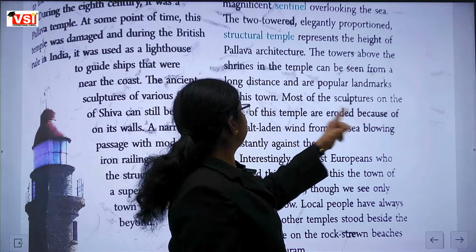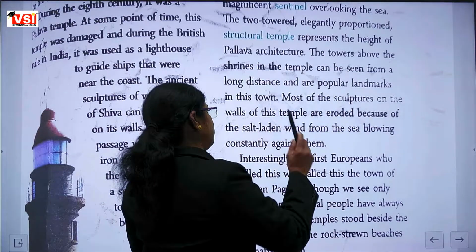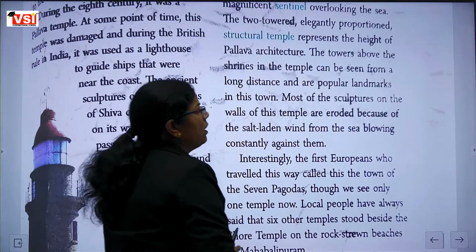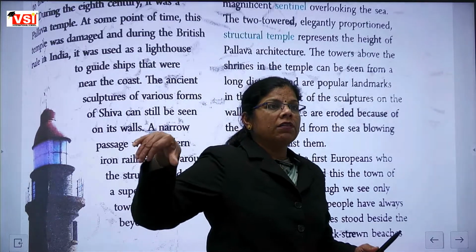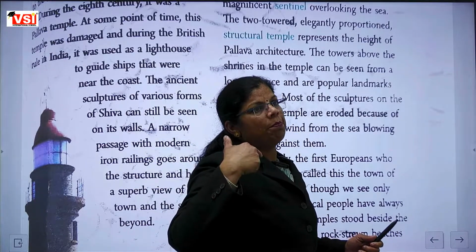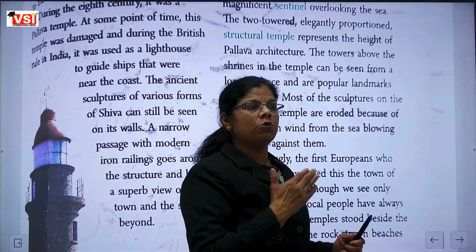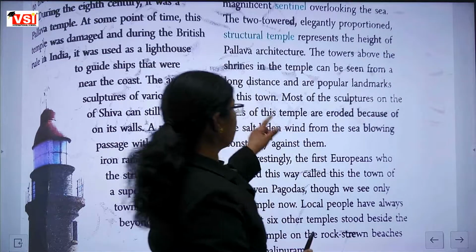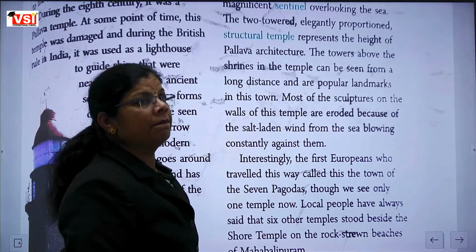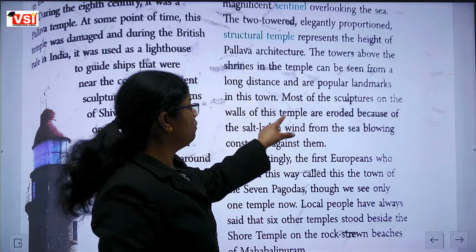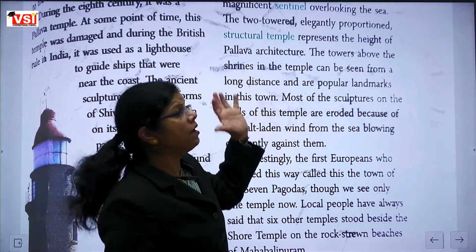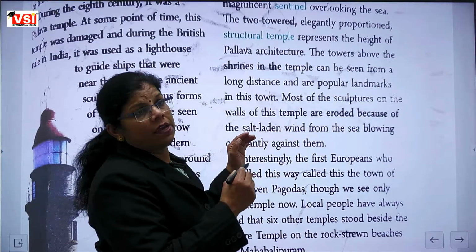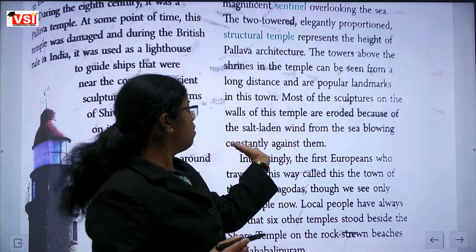Most of the sculptures on the walls of this temple are eroded because of salt-laden wind from the sea. इरोजन क्या होता है? What is erosion? जब हवा बहुत तेज चलती है या फिर जब बारिश का पानी बहुत तेजी से बहता है तो अपने साथ मिट्टी और कंकड़ को तोड़ते हुए ले जाता है. That is called erosion. से बहुत ज्यादा गड्ढा हो जाता है. सो यहाँ पर भी क्या है? Walls of this temple, ये जो टेम्पल है हमारा, इसकी जो वॉल्स है ये एक्चुअली कट गई है, इरोडेड कर दी गई है because of salt-laden wind.